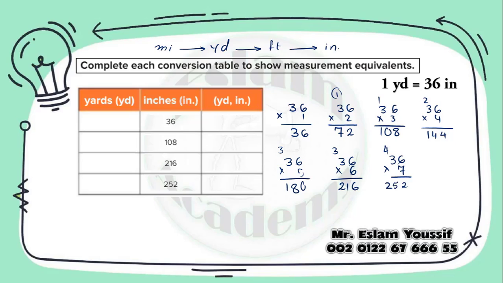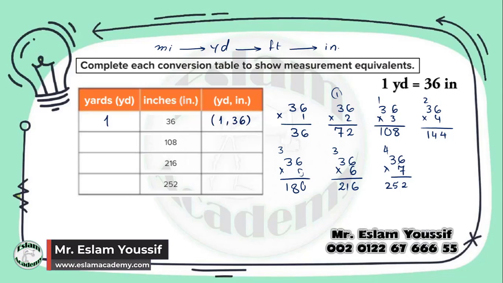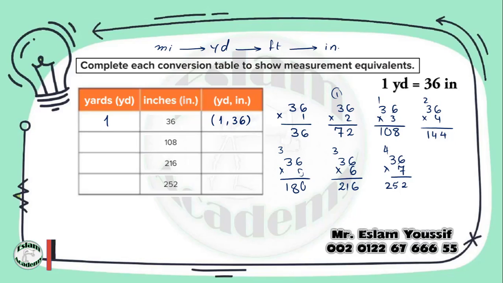Now we need to divide. 36 divided by 36, the answer is 1. So the ordered pair now will be 1 and 36, because the first number represents the number of yards, and the second number represents the number of inches, because we have yards and inch. 108: we can find 108 when we multiply by 3. So 108 divided by 36 is equal to 3. So the ordered pair now will be 3 and 108.